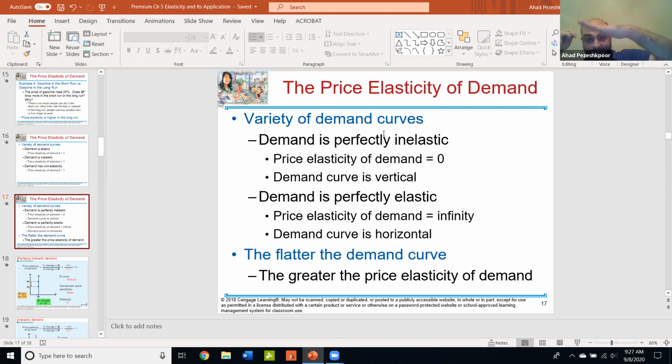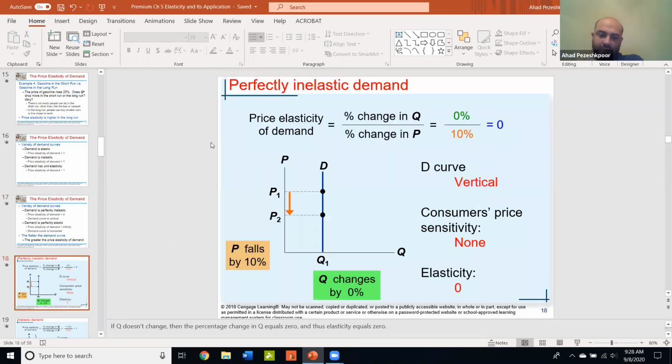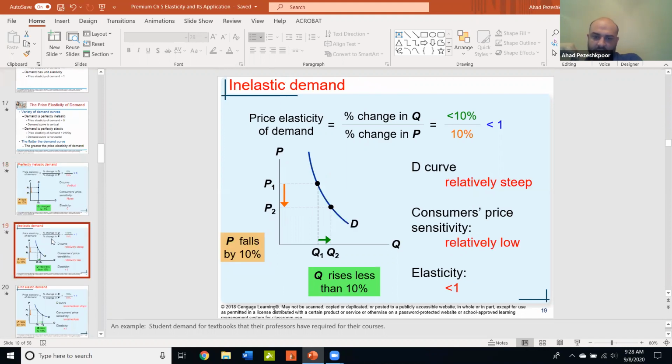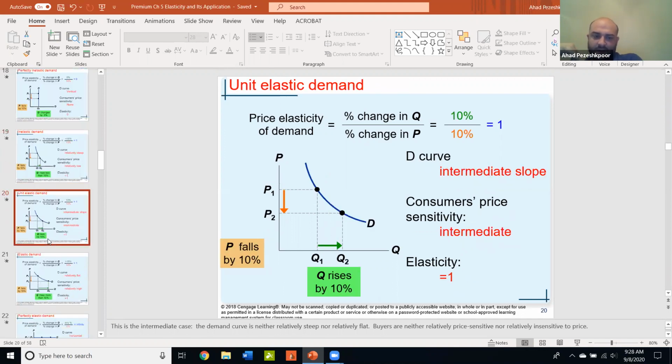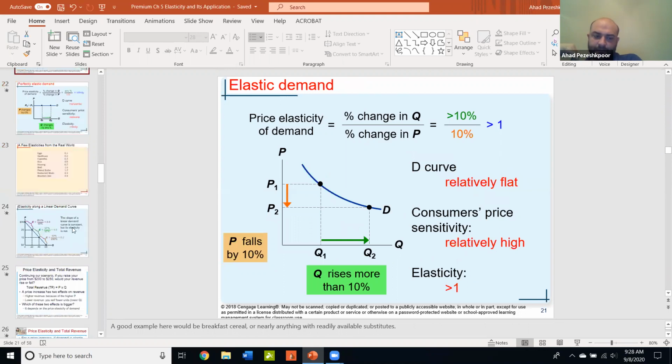The flatter the curve, the greater the responsiveness, the greater the price elasticity of demand. Now, here you can see this. We'll cover all of this in the class, the mathematics behind this, different types of elasticities.